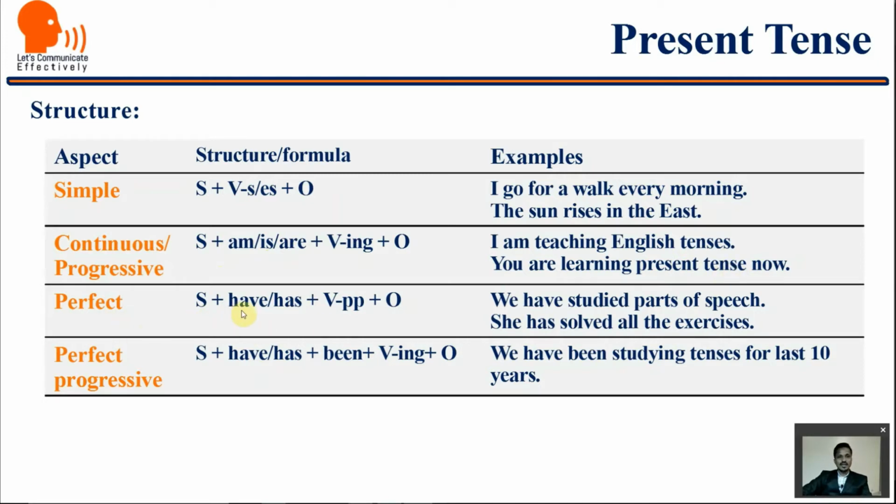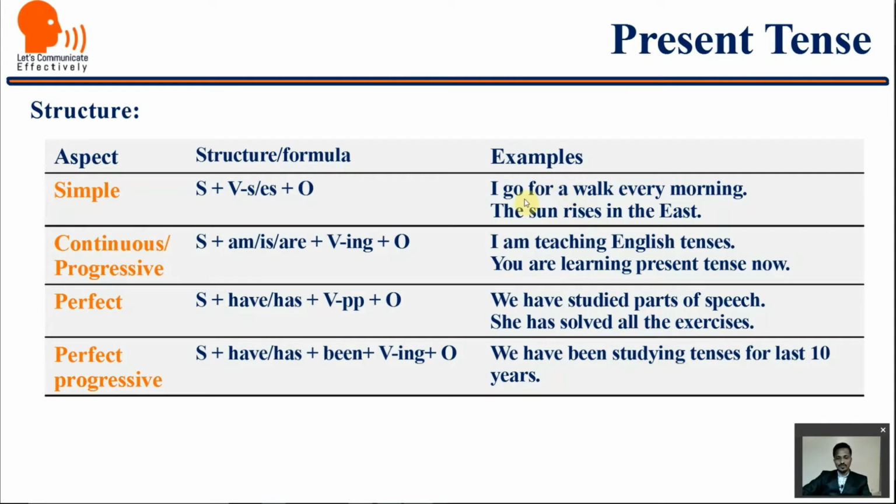Perfect: subject, have/has plus verb and its past participle, the third form, and object. Here I have, we have, you have, he, she, it has, they have. We have studied parts of speech. She has solved all the exercises. Perfect progressive: subject, have/has plus been plus verb ing form, object. And the same, I have been, we have been, you have been, he, she, it has been, and they have been. We have been studying tenses for the last 10 years.